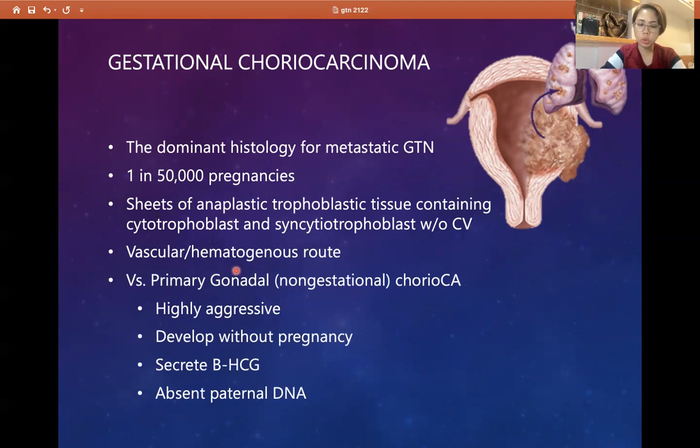Again, as I mentioned, there is the non-gestational choriocarcinoma in the ovary, which is highly aggressive, that develops without pregnancy, and like gestational choriocarcinoma, also secretes beta HCG as a serum marker. The difference, most especially, is that there is absent paternal DNA in the gonadal or ovarian choriocarcinoma. While in gestational choriocarcinoma, we understand again that it started as a molar pregnancy that progressed to gestational trophoblastic neoplasia, specifically gestational choriocarcinoma.